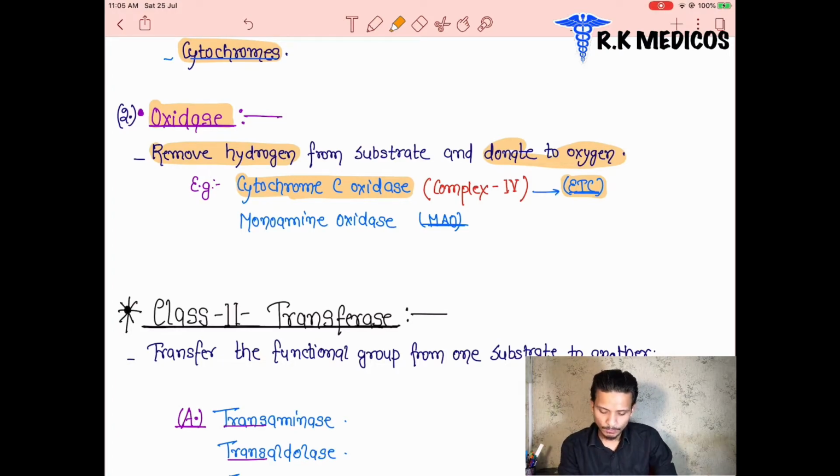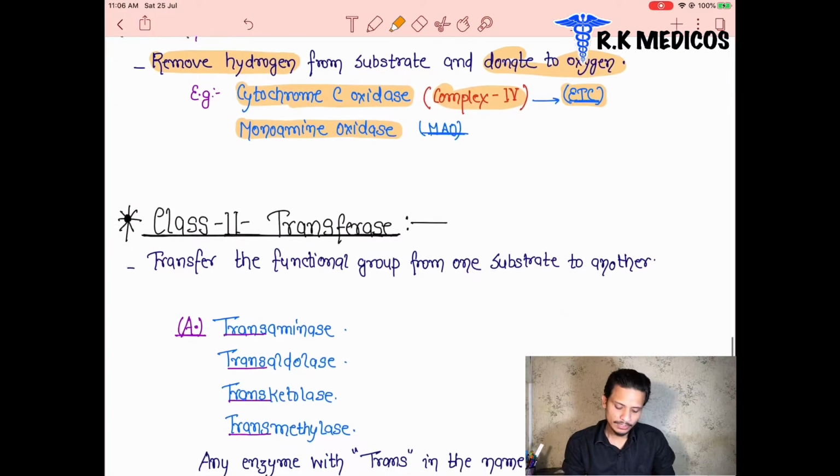Next, complex 4 we discuss in the bioenergetics section. For now you have to memorize it. Also, monoamine oxidase is used in the breakdown of neurotransmitters. Monoamine oxidase basically breaks down the neurotransmitter norepinephrine, and another enzyme there is COMT.